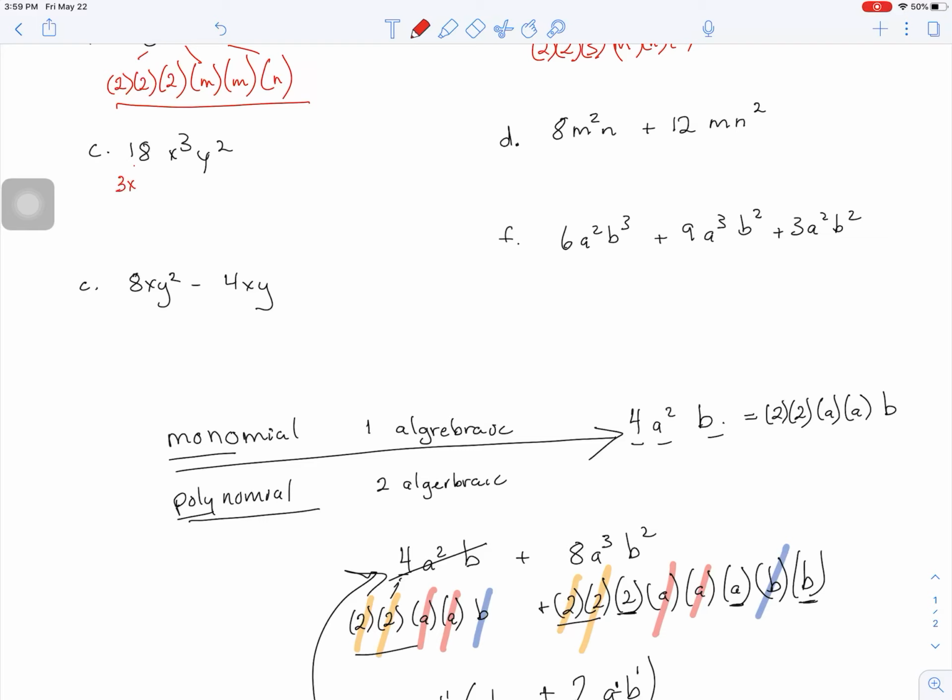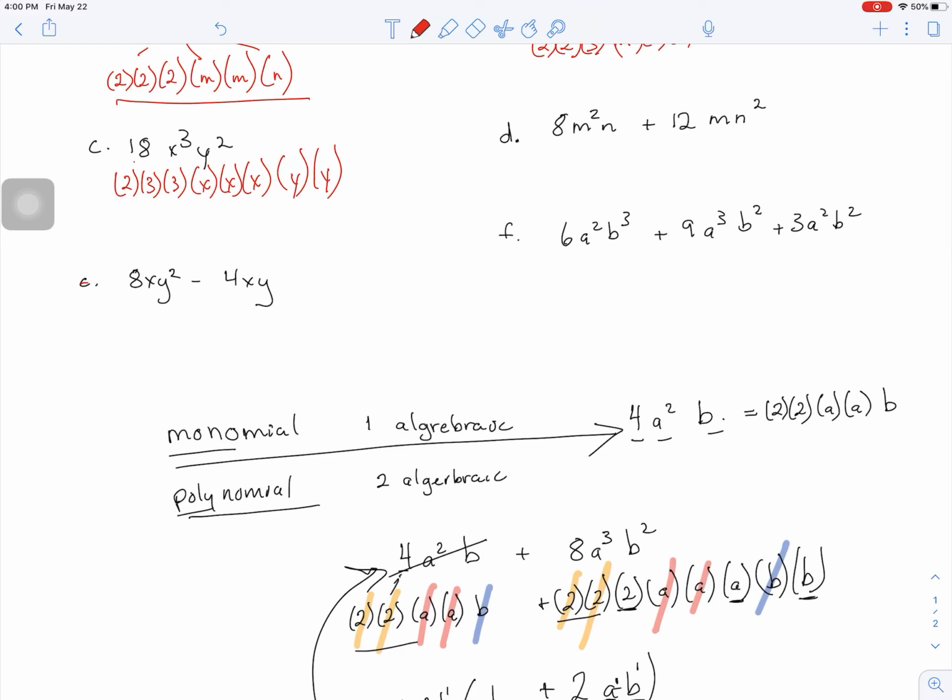18 is 9 times 2, which is 3, times 3. Whoops. Let's just do this right. Let's actually put the 2 first. 2 times 3 times 3. Then we have x, x, x, y, y.